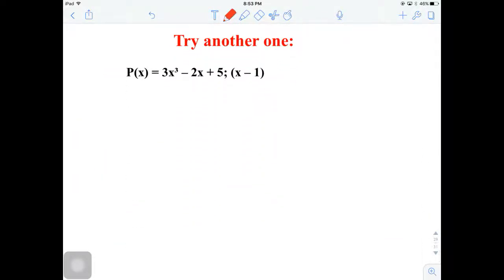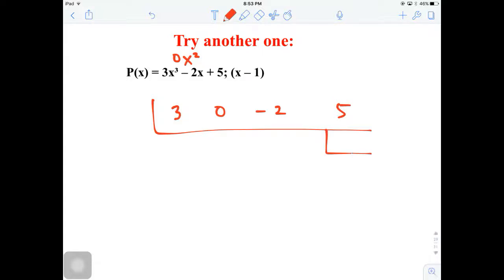Here's another one that you can try. So make sure you try it before you check the answer. And here is what I have for an answer. So we're missing an x squared term, so we're going to add a 0 there. So it's 3, 0, negative 2, and then 5. And don't forget, x minus 1 is the factor, which means x equals 1. So we're going to put 1 in the front, and then bring down the 3.